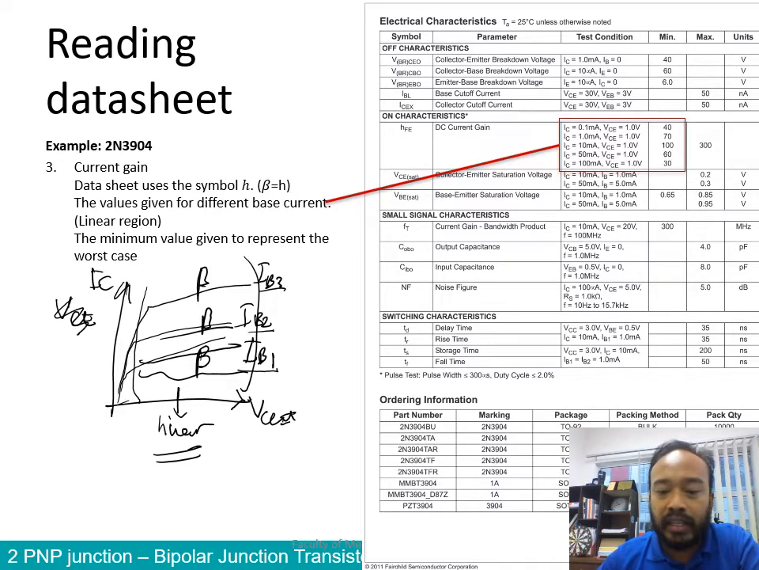So in the datasheet, what we will be looking at is the minimum beta, given for different IC and different VCE as different operating points. So at VCE equals 1 volt, and at IC equal to this value, you would have this minimum coefficient of beta.